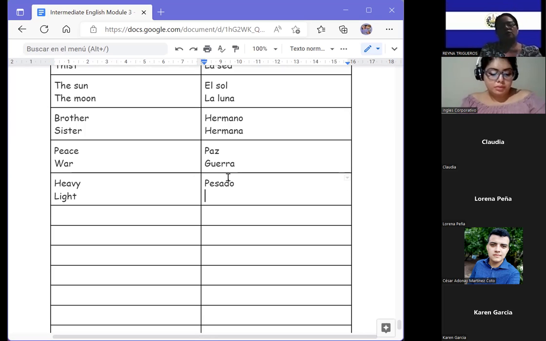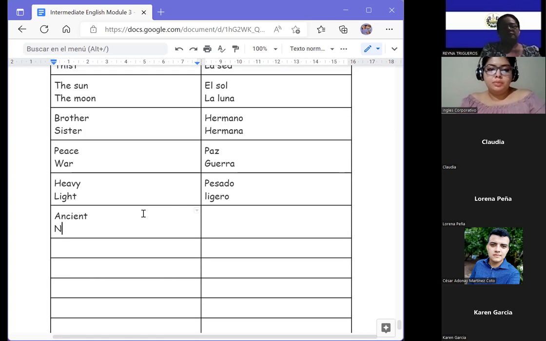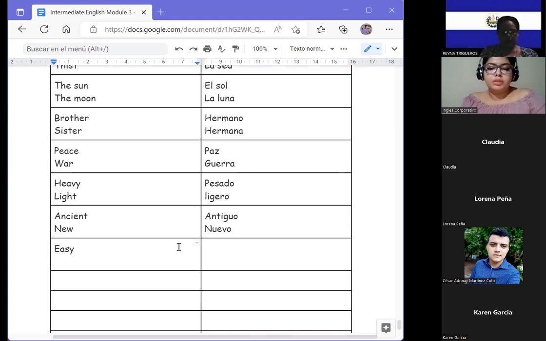Estado, ligero. Ancient, new. Antiguo, nuevo. Easy, difficult. Fácil, difícil.